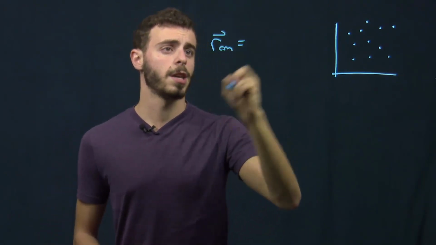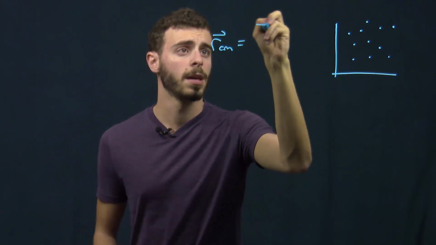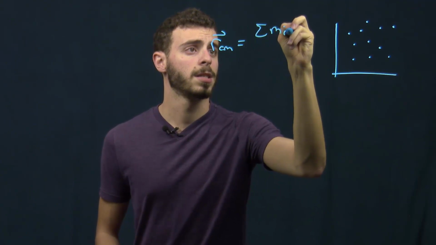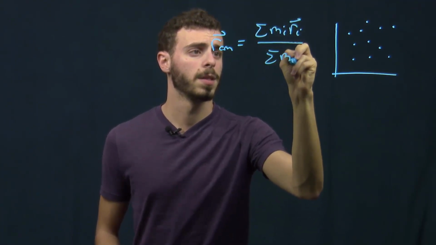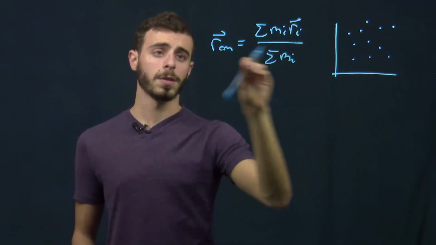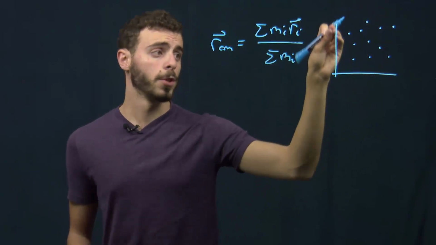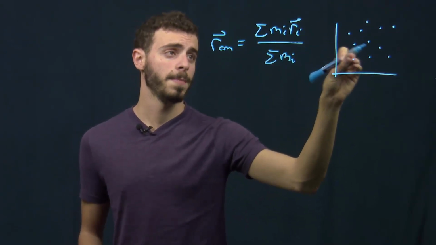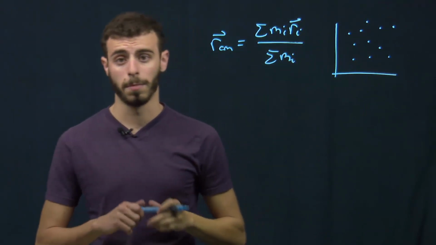So our center of mass position, a vector that points to this point in space, is just defined as the sum of m_i r_i divided by the sum of m_i. This is to say if we have any number of particles, to find the center of mass, we look at each particle individually, multiply its mass by its position, add up all of those together, and then divide by our total mass.